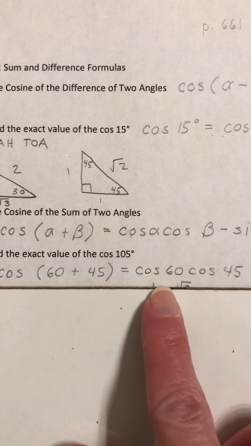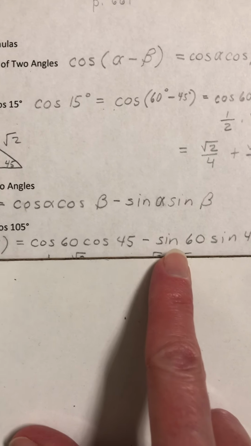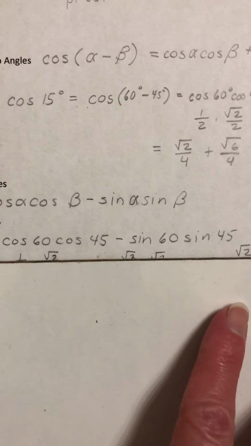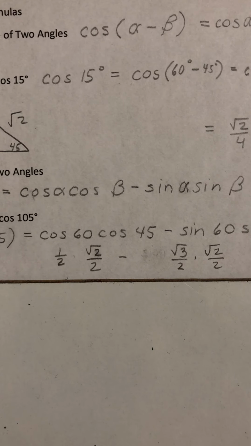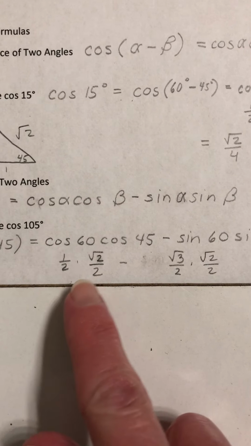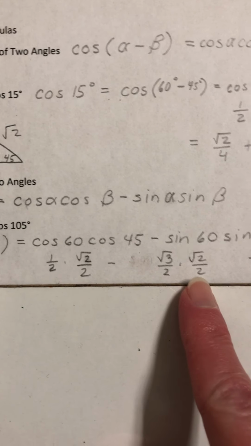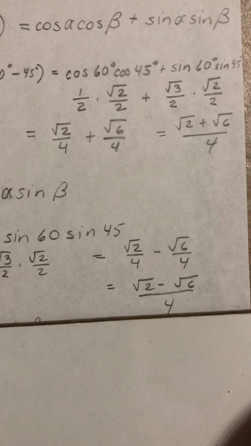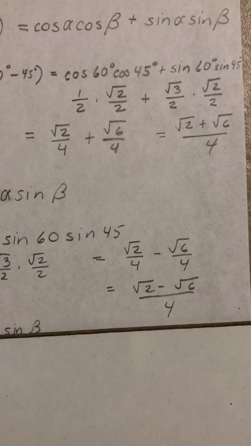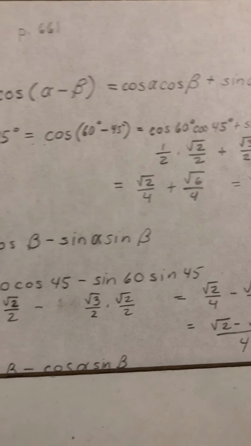So I'm going to want the cosine of 60 degrees times the cosine of 45 minus the sine of 60 times the sine of 45. Fill those in, and then do your arithmetic. This is the square root of 2 over 4. This is the square root of 6 over 4. Put it together, and it's the square root of 2 minus the square root of 6 over 4, which is equal to the cosine of 105 degrees.